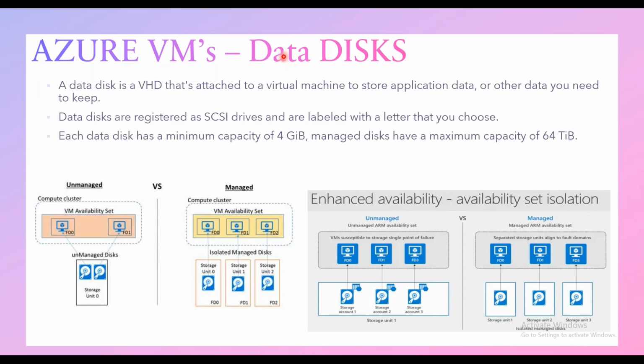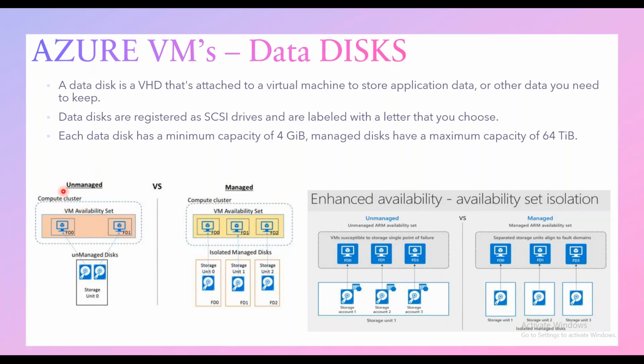Next is your data disk. There are two options, managed and unmanaged, as I explained earlier. With unmanaged disks, consider virtual machines used for high availability, for example multiple VMs in an availability set, which you create to avoid any single point of failure. If you are using unmanaged disks on the back end, there are chances that both your virtual machine disks might end up in the same storage unit. If this storage unit goes down, then both virtual machines will be impacted.